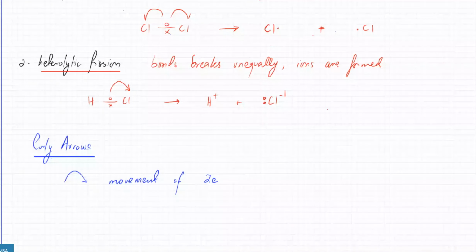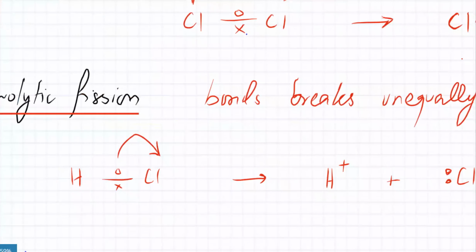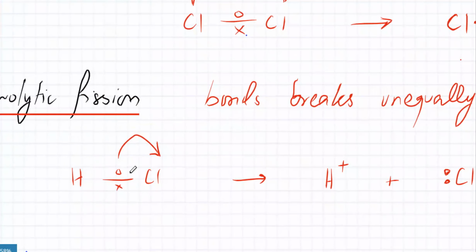And if you have a half arrow, or just half an arrowhead, that shows the movement of just one electron. Like over here, if you look carefully, you have lone pairs, and both electrons are moving towards the Cl atom. So that's a full arrowhead. One curly arrow represents the movement of a pair of electrons.